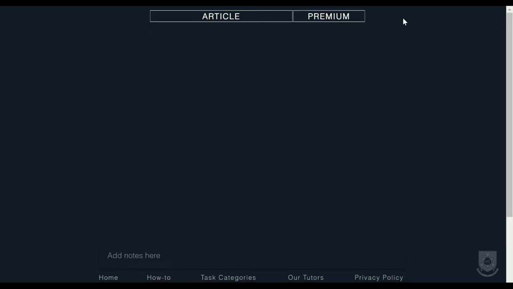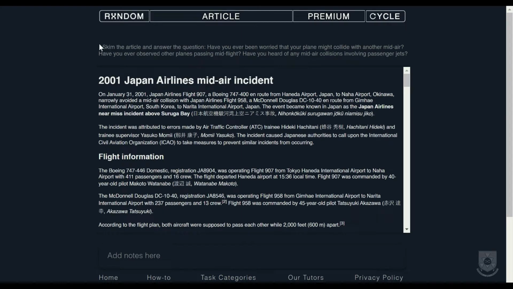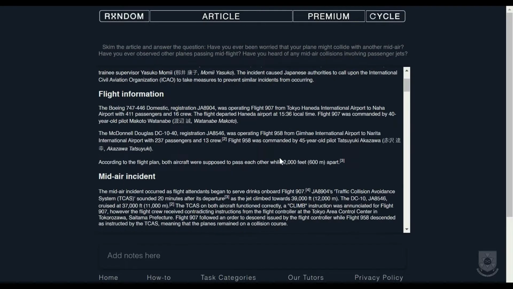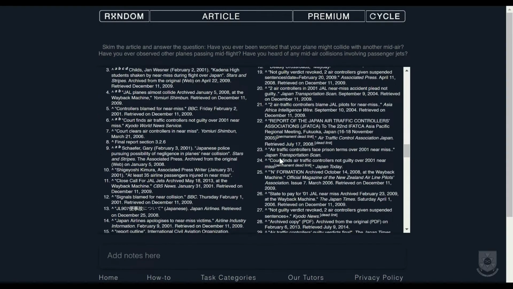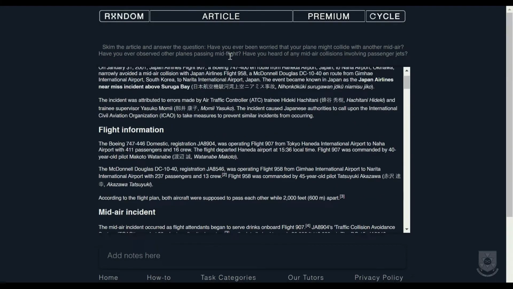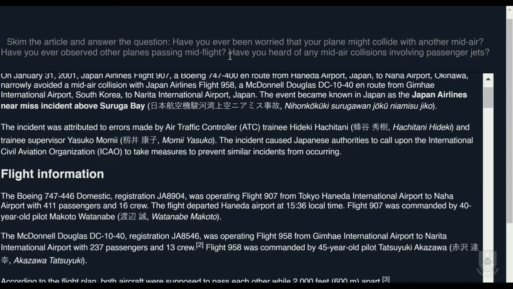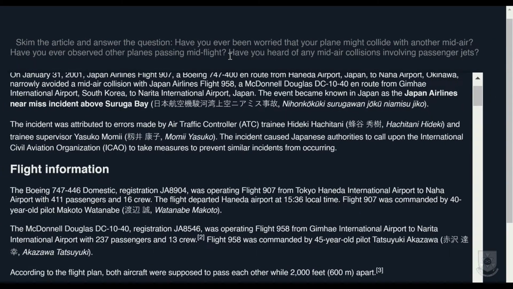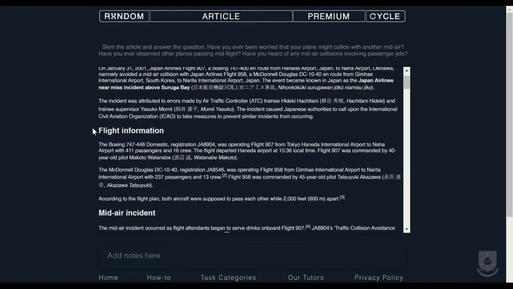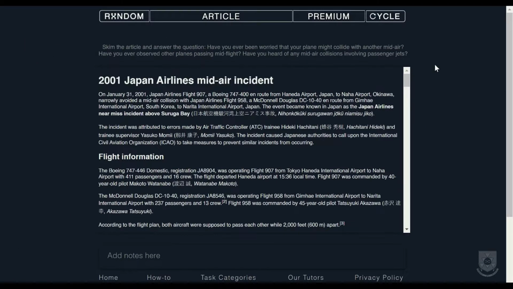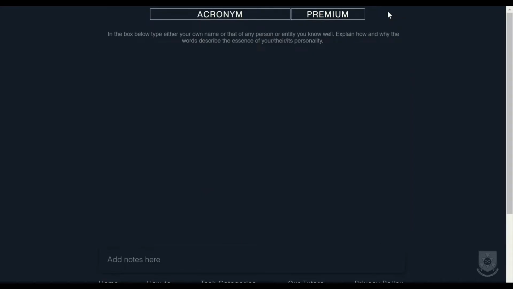The next is random article. It's mainly from Wikipedia, and it just generates a certain question related to this article. Here it is. And then there is this article which the trainee has to skim through and then respond to the question here. The question is, have you ever been worried that your plane might collide with another mid-air? Well, I suppose for those who fear flying, this may not be an ideal article and question to respond to, but still, why not? We should somehow combat our fears.